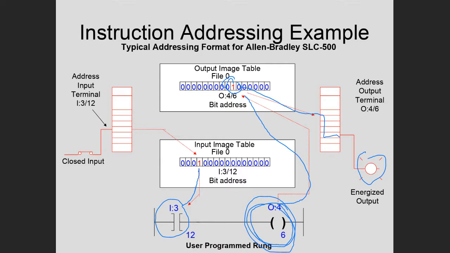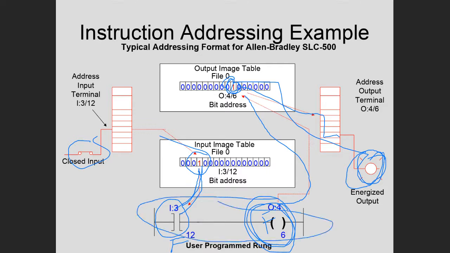If you open this switch up, then there's a 0 here. Next time it scans around, it's going to see a 0 there. This is going to change from true to false, and that's going to change this to false. And when this updates, this is now going to be a 0. When it scans back around, it's going to turn this device off. So you have full control over whether this is off or on by putting 1s and 0s in the output image table. And whether you get a 1 there depends on the logic that you write down here.